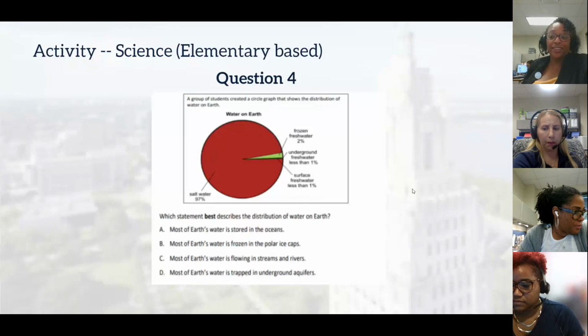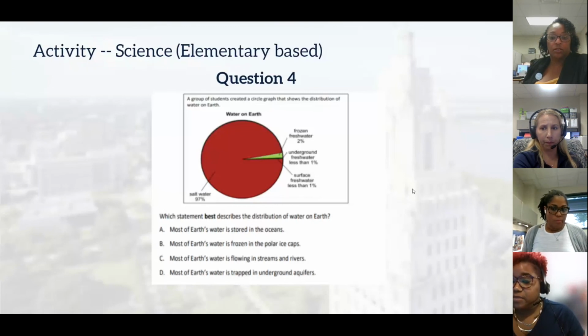DOK 3. Well, they have to be able to not just read the graph. They have to be able to interpret knowledge from the reading on the graph, but they're not being asked to explain their reasoning. So it's probably closer to a 2 because they're not having to explain. If they had to explain their answer, like write it out, then it would be a 3.